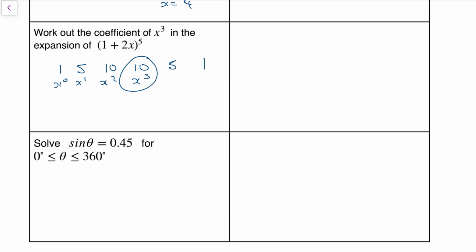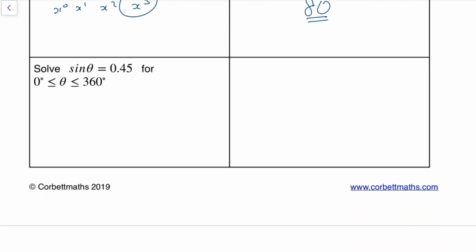So therefore, my answer is going to be 10, which is the combinations part, multiplied by 1 to the power of, well, I'm doing x cubed, so 5 minus 3 is 2, times 2 cubed, and that's going to give me, well, 10 times 8 is going to give me 80x cubed. But the question doesn't say what is it with the cubed, it says what's the coefficient, so the coefficient is the number before the cubed, which means my answer is 80. Good question.